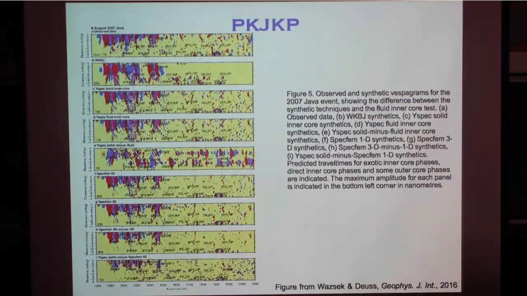This is an attempt to see PKJKP and then convince everybody that they've seen PKJKP by performing absolutely every single test under the sun. This is work by Lauren Vacek, and she's done normal mode modeling, she's done spec-fem modeling, she's subtracted this from that, from this, from that. There seem to be places where the only thing you can ascribe signals to are PKJKPs. But this is hard.